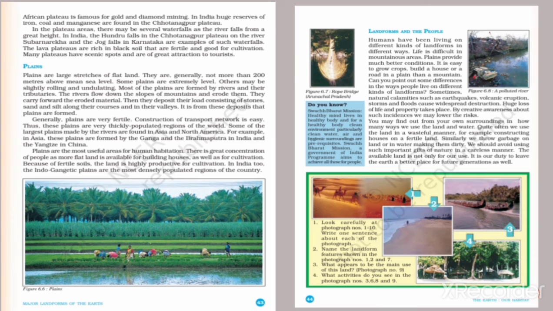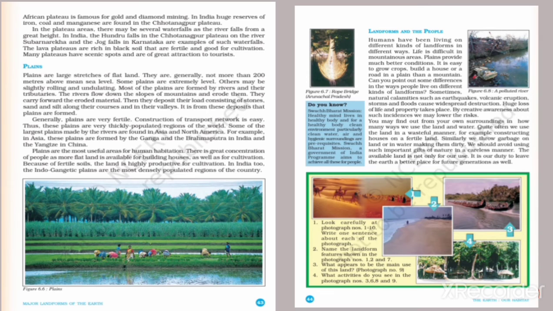Generally, plains are very fertile and support a huge population. No wonder they are very thickly populated regions of the world. Some of the largest plains made by rivers are found in Asia and North America. The high concentration of people in plains is due to the availability of land for building houses as well as fertile areas for cultivation of crops.